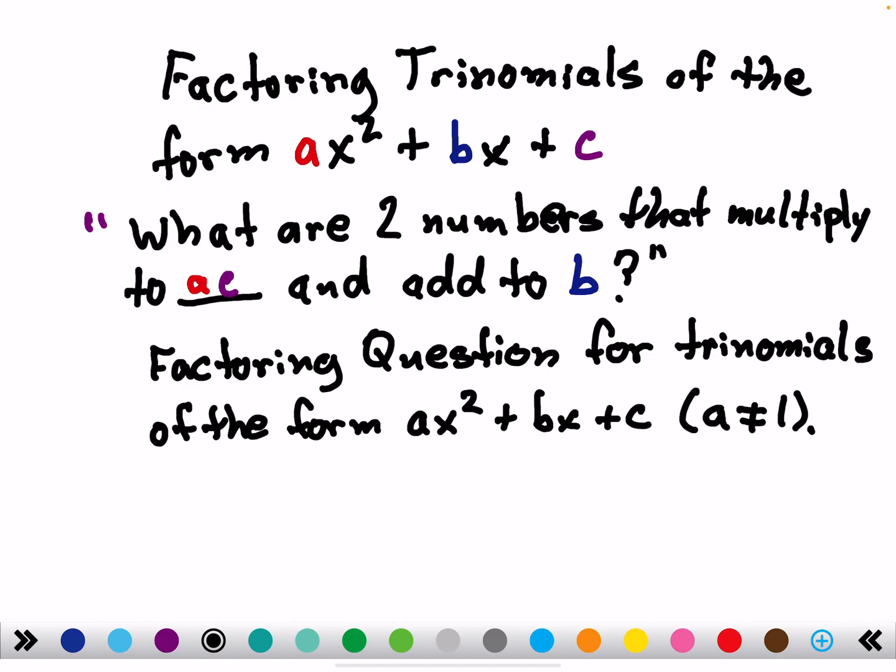Now, this part of the video deals with factoring trinomials of the form ax squared plus bx plus c. We have to modify our factoring question because the coefficient of the x squared variable is no longer 1. So that question would be, what are two numbers that multiply to AC? You multiply the leading coefficient A times the constant term C, and add to B. So they still add to the middle term.